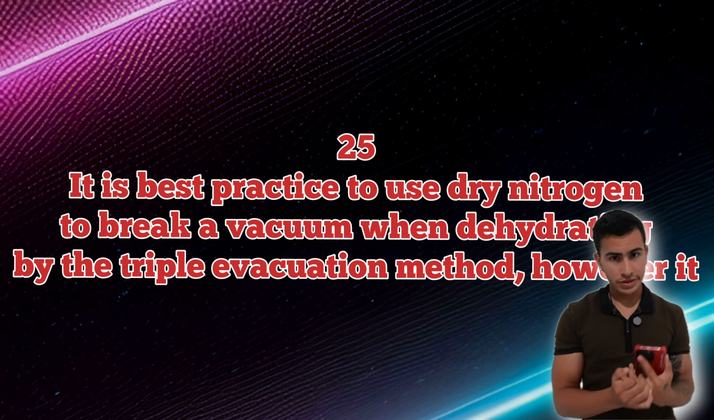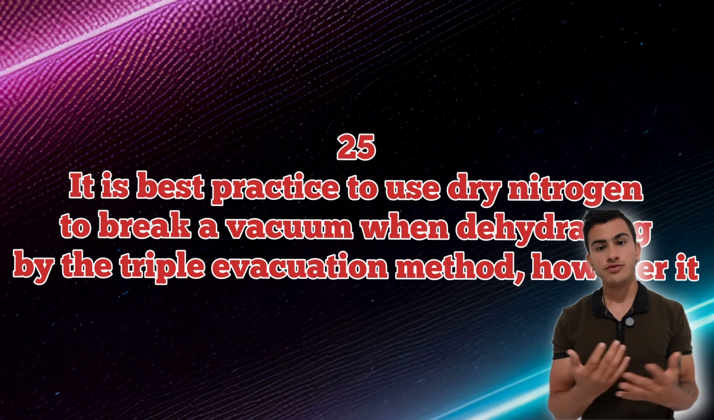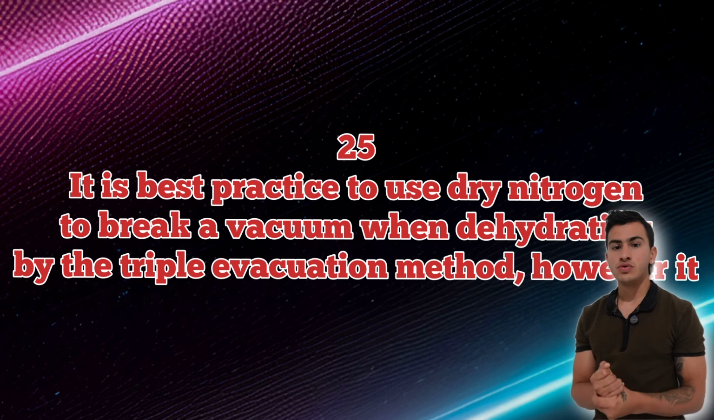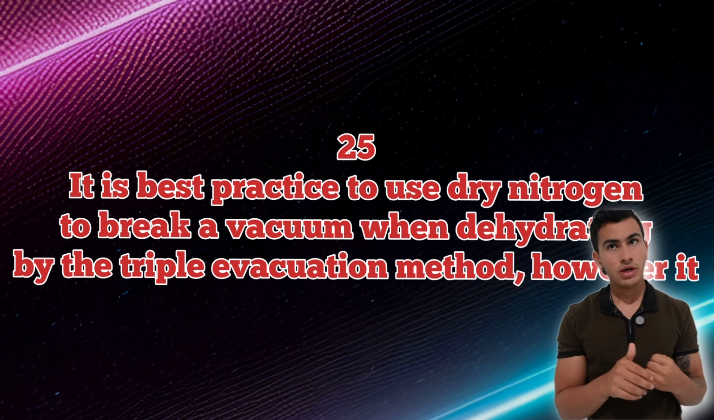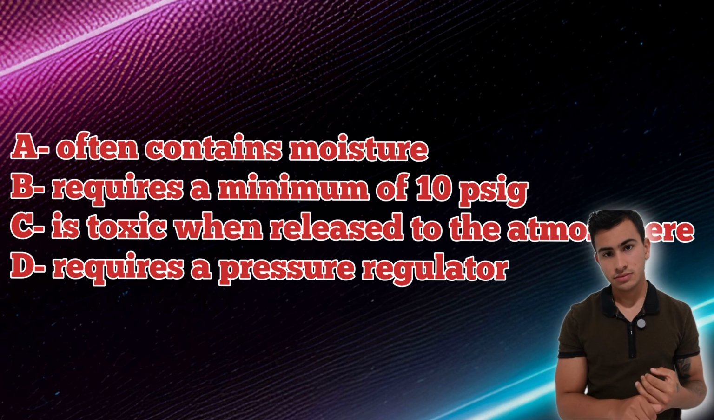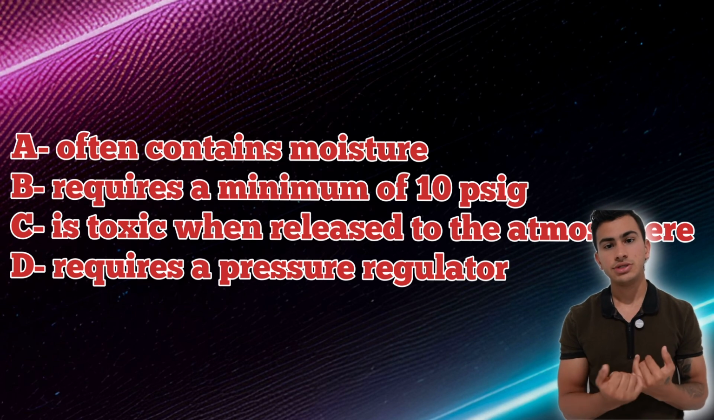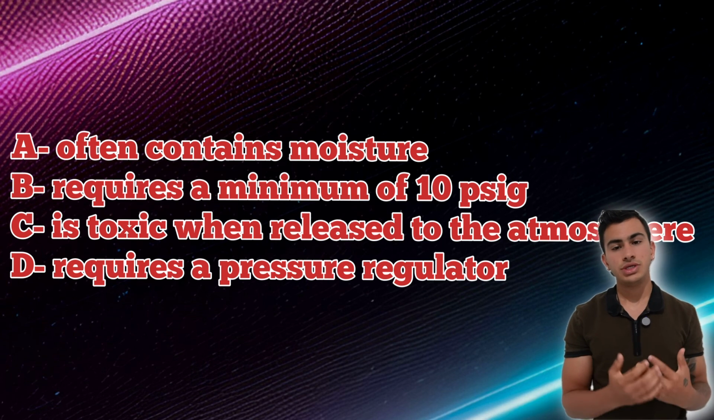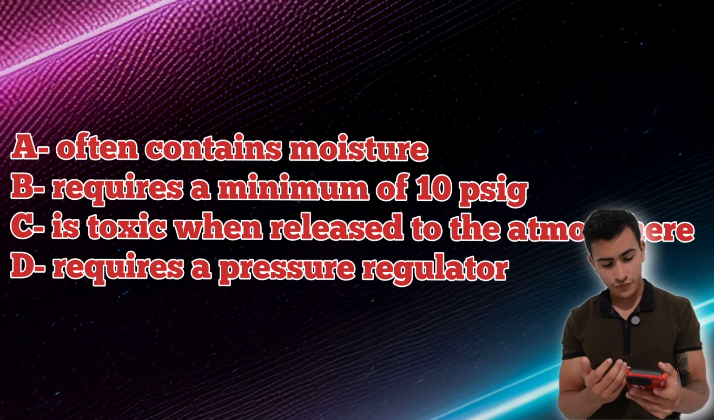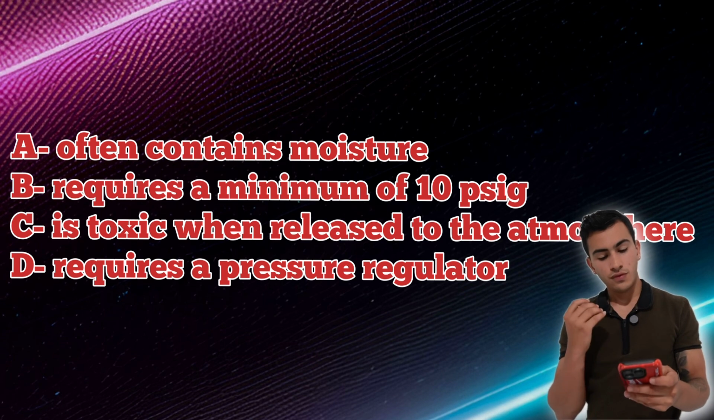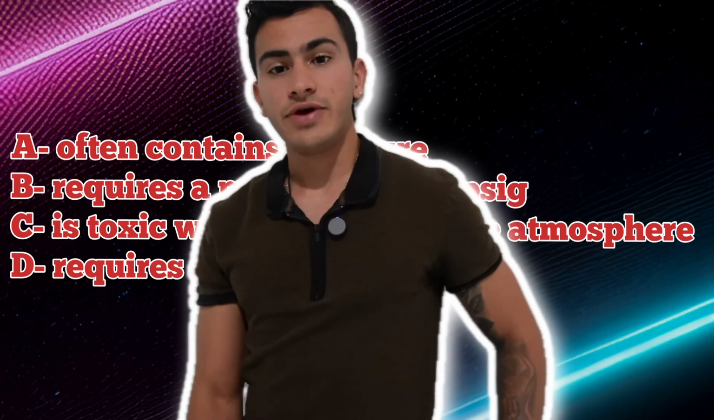For this one, if you are in the field or you have read the book, you know that every time you use a nitrogen tank to pressurize a system, it needs to be equipped with a pressure regulator. So the answer for this one will be requires a pressure regulator. That will be the answer for 25.